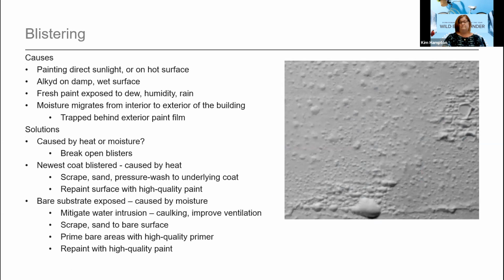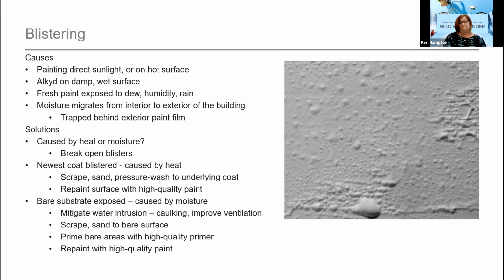And lastly, we have blistering, which can be caused by painting in direct sunlight or on a hot surface, alkyd or a damp wet surface, fresh paint exposed to dew, humidity or rain, moisture migrated from interior or exterior of the building, leaving the moisture trapped behind the exterior paint film.